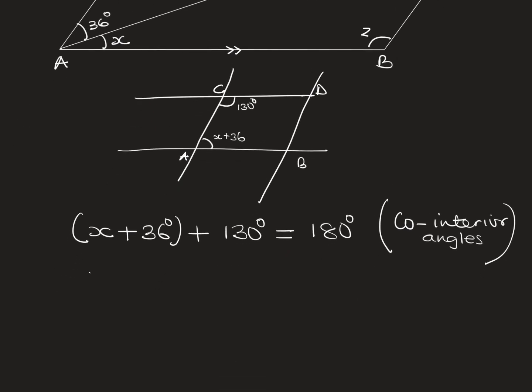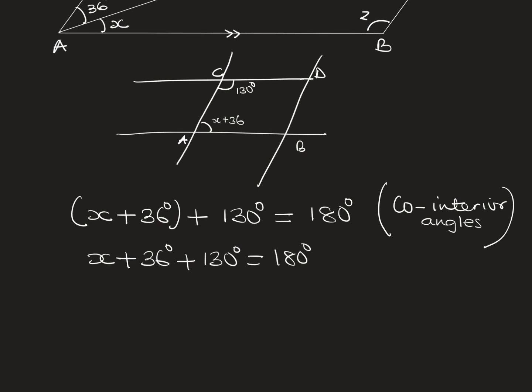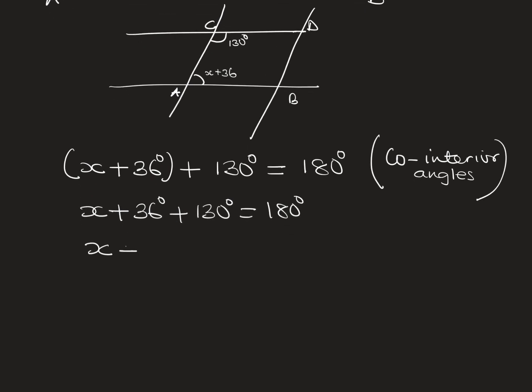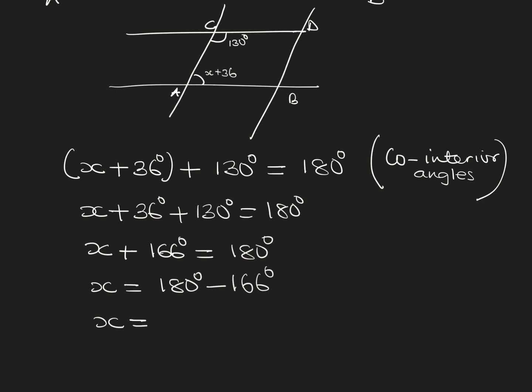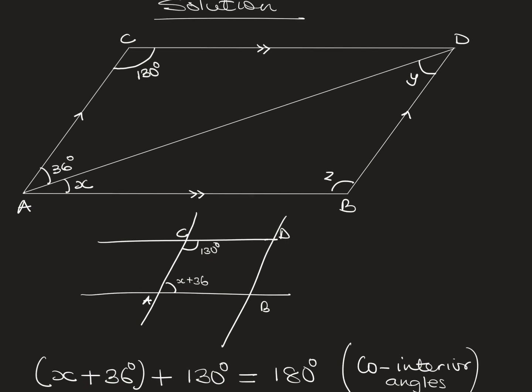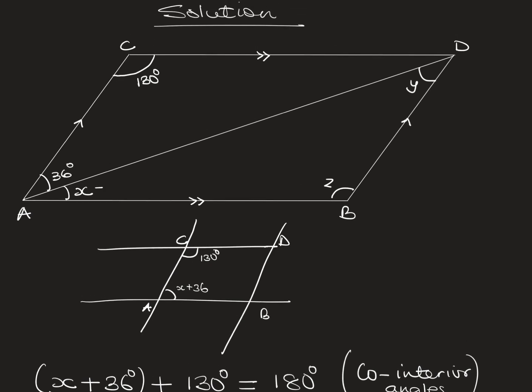So that will be x plus 36 degrees plus 130 degrees is equal to 180 degrees. So we will have x plus 36 plus 130 is 166 degrees. This is equal to 180 degrees. So that is x is equal to 180 degrees minus 166 degrees. So x is equal to 14 degrees. So that is what we have as the value of x. This is equal to 14 degrees.